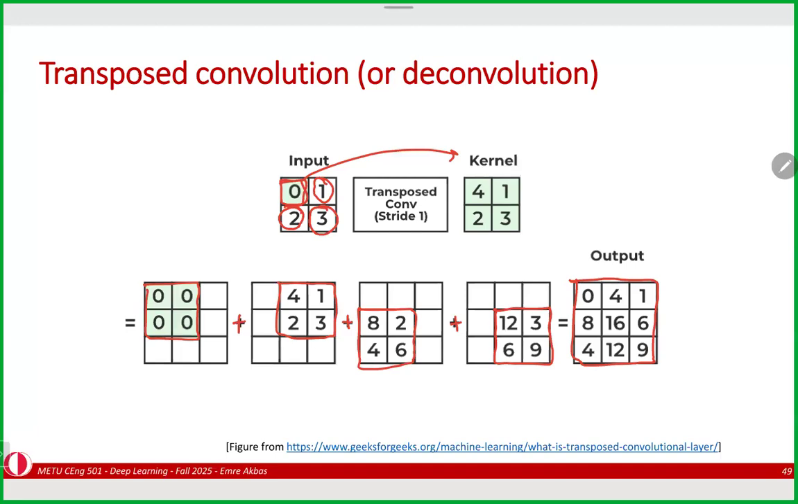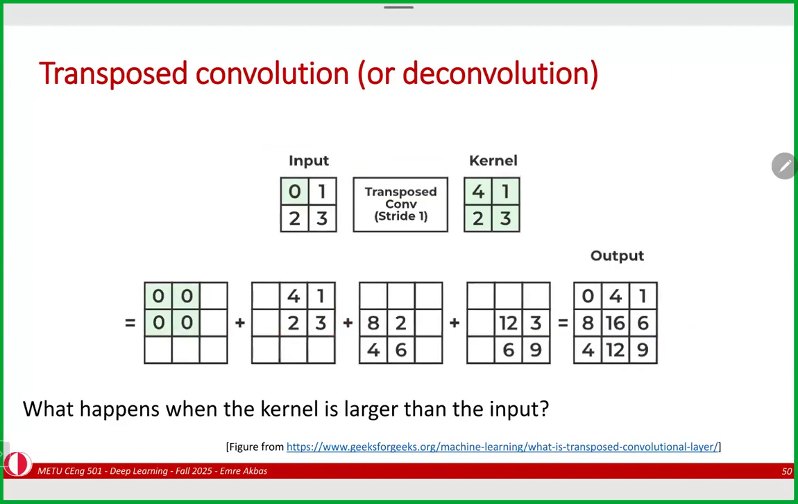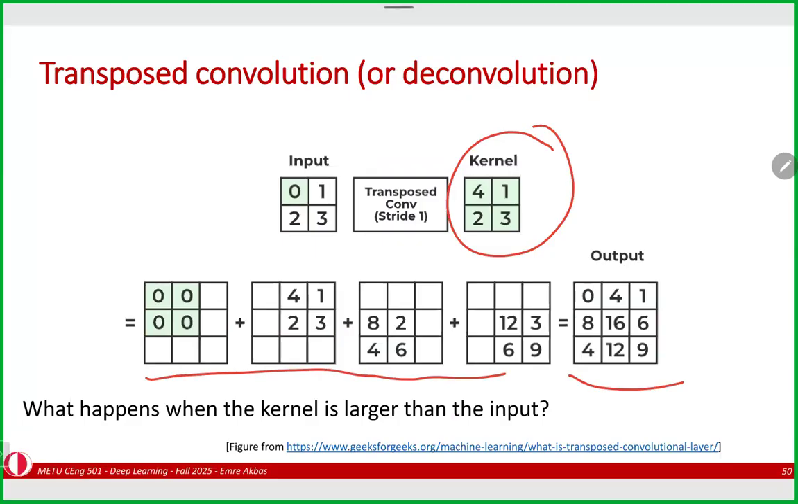This is used when... here's the question: what happens when the kernel, this one, is larger than the input? If, let's say, I have a 2 by 2 input, but a 5 by 5 kernel, what would happen? Because of this operation, the output will also be large. So the larger your kernel, the larger the output will be as well.